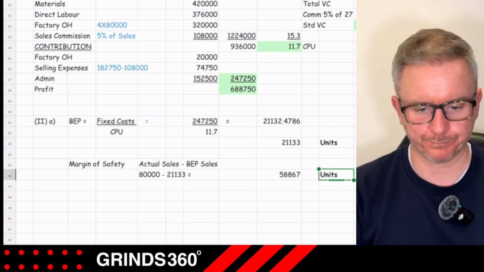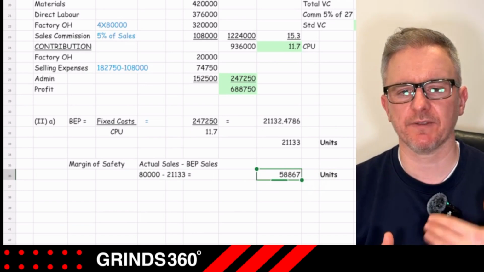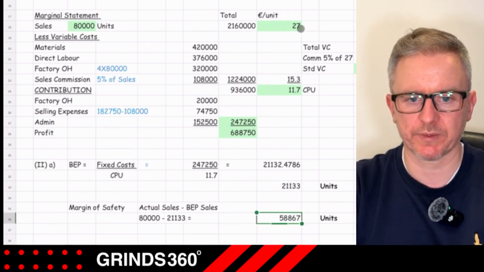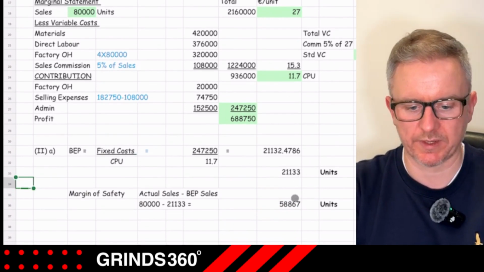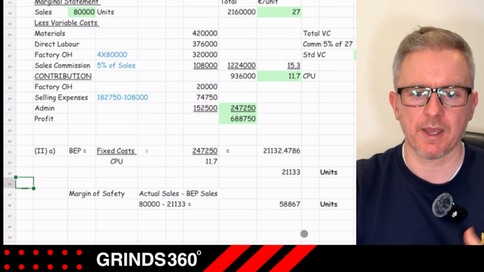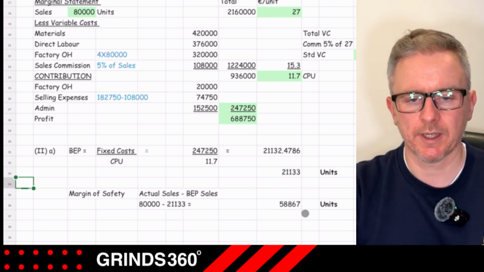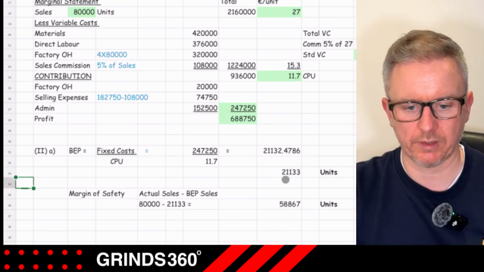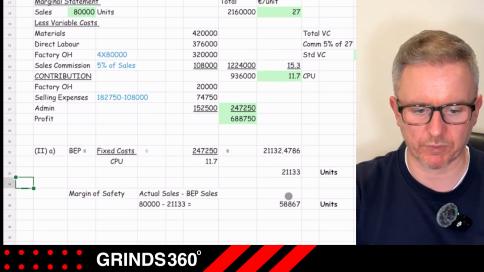Now, it's very unlikely that an ordinary level question is going to ask you to give a sales value on those. If it did, all you would do is multiply by the €27. So you'd say 21133 multiplied by 27 and then 58867 multiplied by 27, and that would give you the sales value. Here it's the units, all right, and at Leaving Cert higher level it has always been the units that they're looking for here. At ordinary level, yeah, they do ask for the sales value, so you have to remember to multiply that.